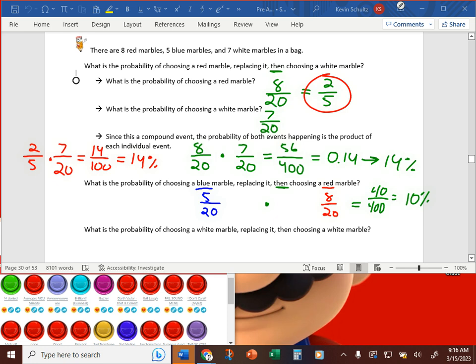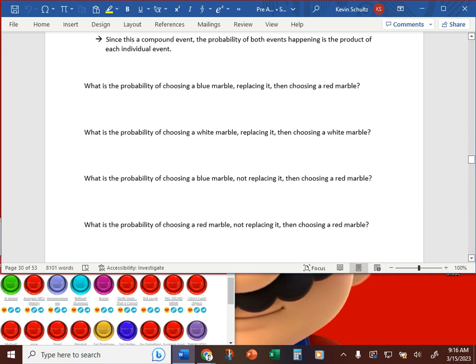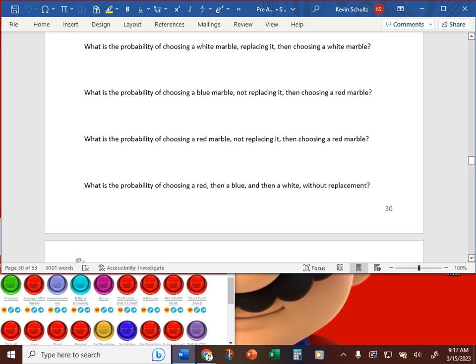Yeah, what if you grab a white one and replace it and grab a white one again? Same thing, just with 7 over 20 both times. Yes. Yep. When you put the marble back, your denominator doesn't change. But let's look at this one.